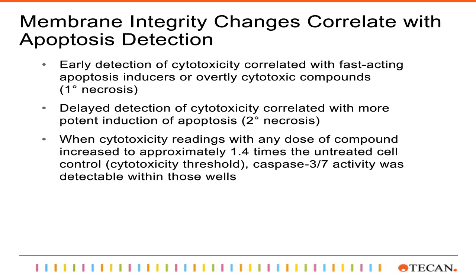Now, when we looked at the data a little bit closer, particularly the cytotoxicity data from all of these apoptosis-inducing compounds, we did determine that when the relative fluorescence cytotoxicity assay reading with any dose of compound increased to approximately 1.2 to 1.4 times the untreated cell control, we were able to detect caspase 3-7 activity within those wells. And we started to call this a cytotoxicity threshold, which might identify a window for apoptosis detection that we could explore in subsequent experiments.